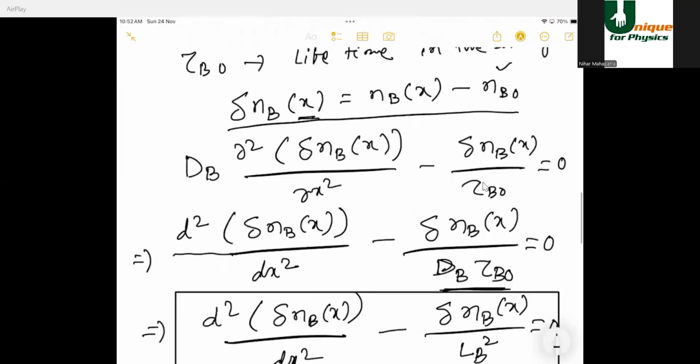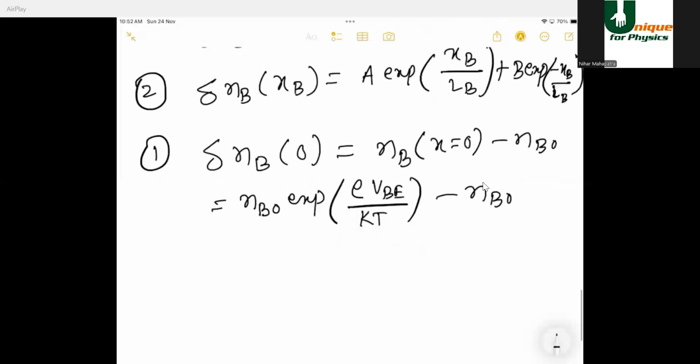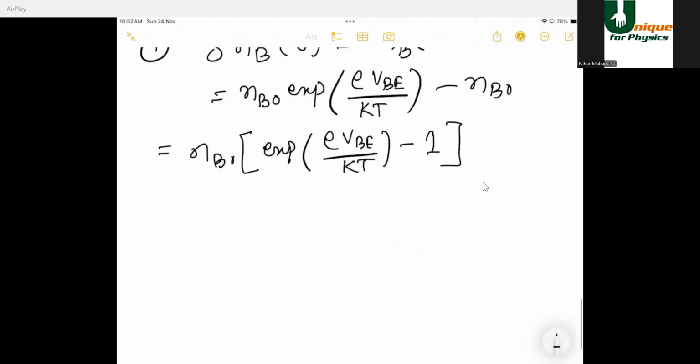Substitute this value. So substituting that value here, we can write nb0 exponential of e vbe upon kt minus nb0. Take nb0 common, you got nb0 times exponential of e vbe upon kt minus 1. Okay, this we got.